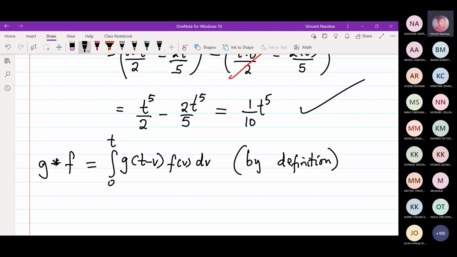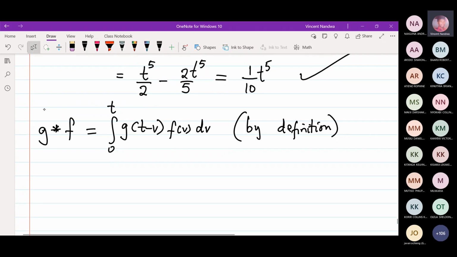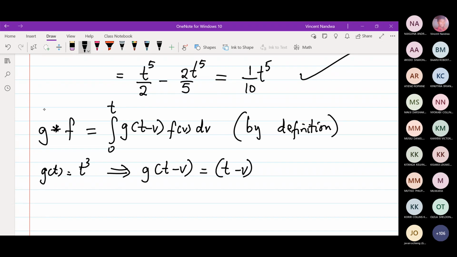This is how we define the convolution of G and F. We know that G of T from this question is given by T to the power 3, which means G of T minus V will be (T minus V) cubed. That will be T cubed minus 3T squared V plus 3TV squared minus V cubed. If you use binomial expansion, you should be able to get that.